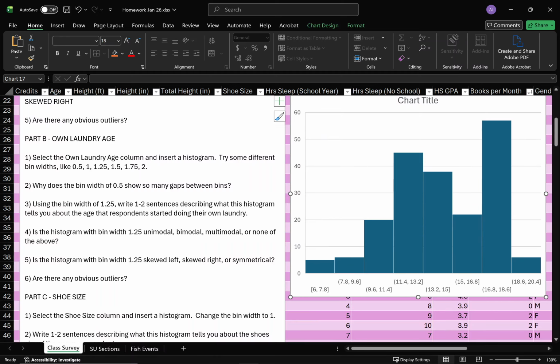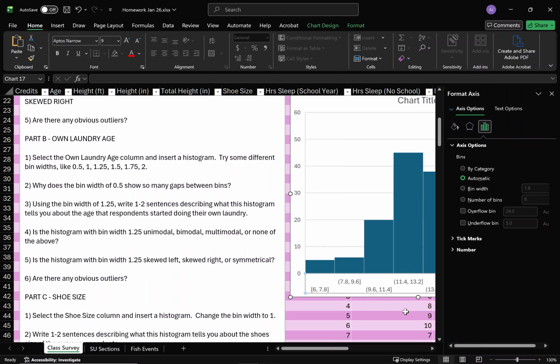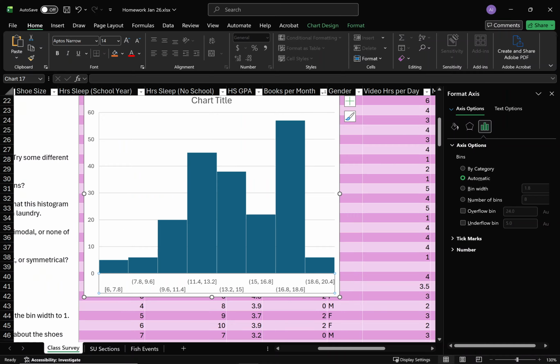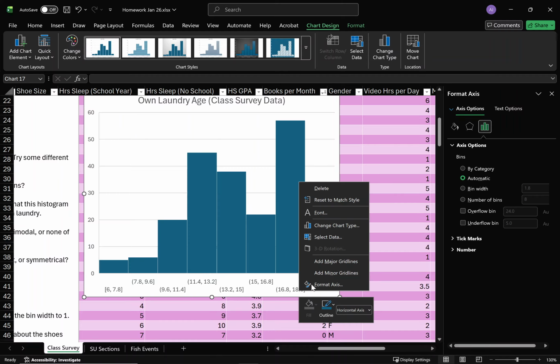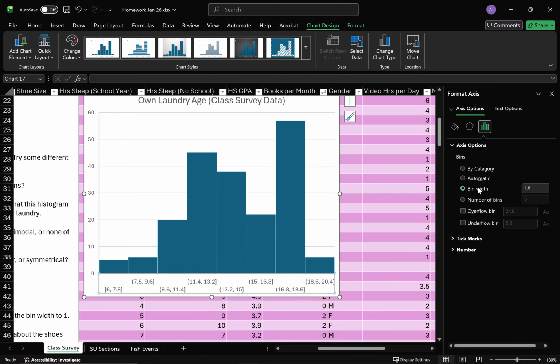We're going to try some different bin widths like 0.5, 1, 1.25, 1.5, 1.75, and 2, and we'll just see what we see from that. Let me put a title on this too so I don't forget what I'm doing here. This is own laundry age, from the class survey data. Now let's try some different bin widths. I'm going to try a bin width of 0.5 first.